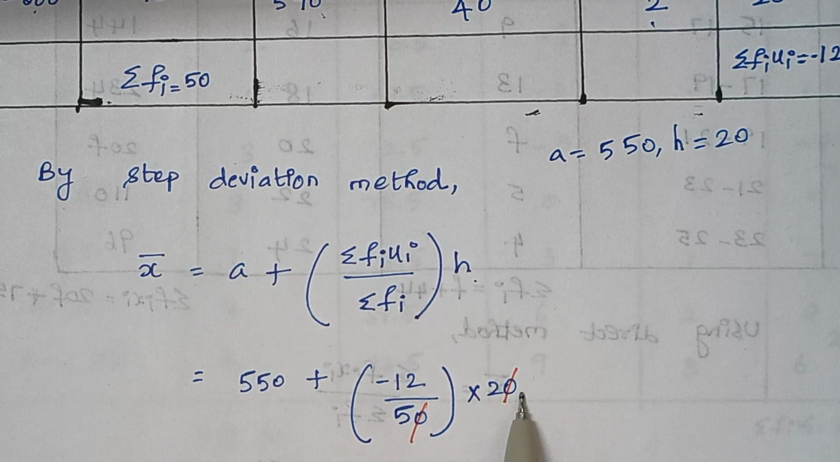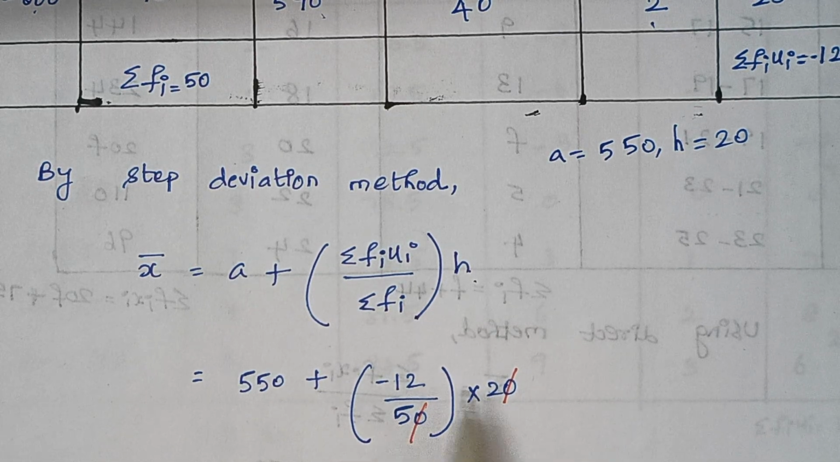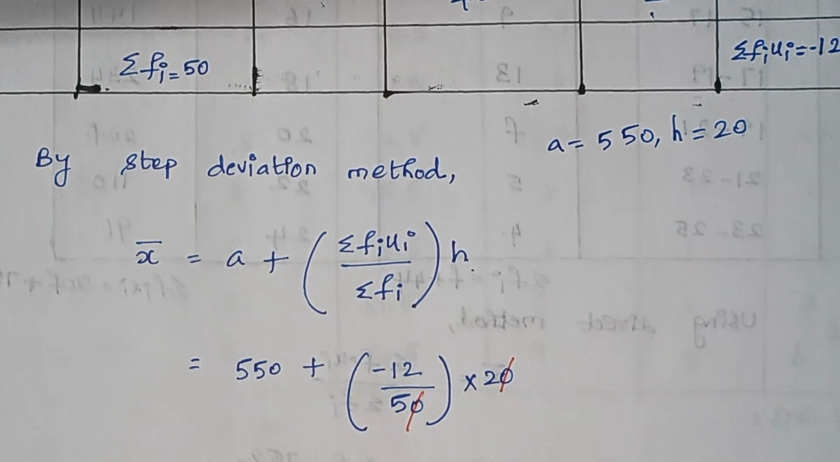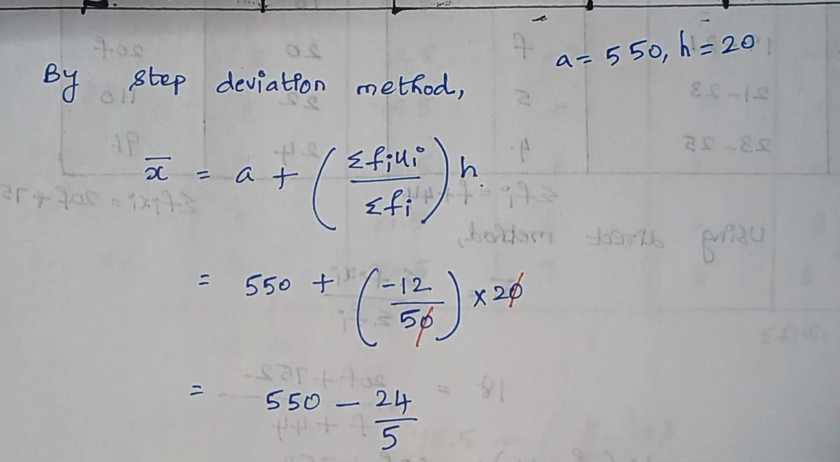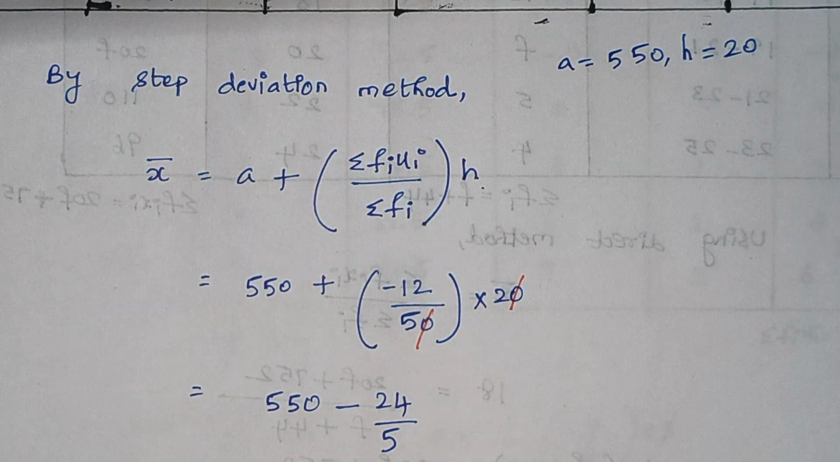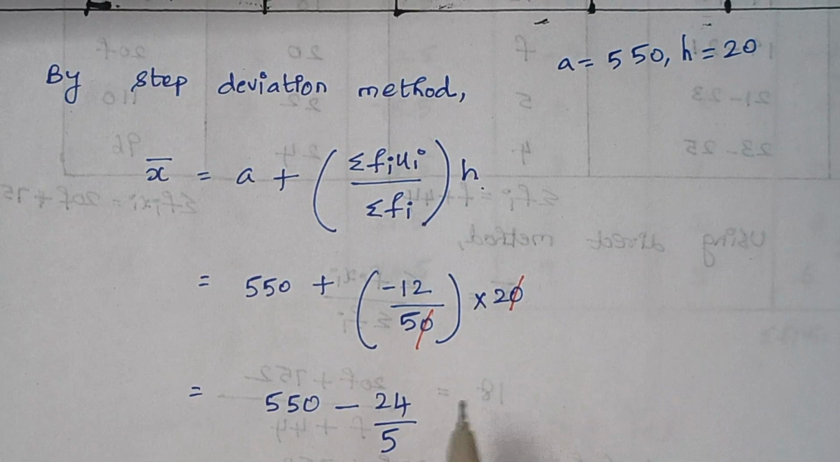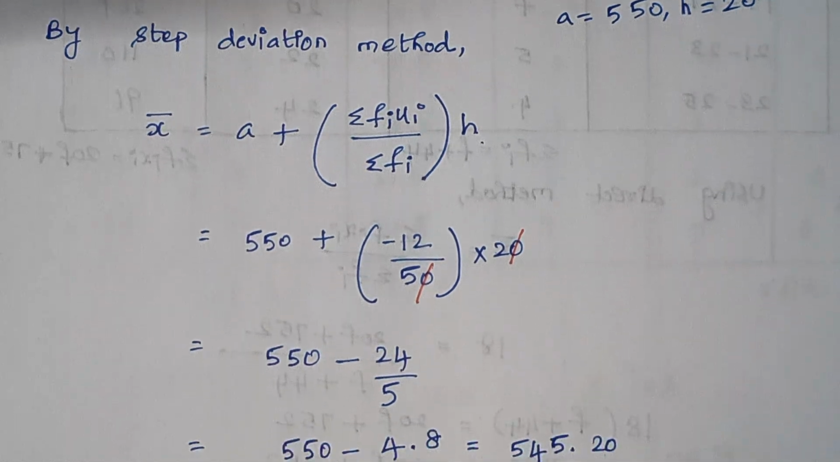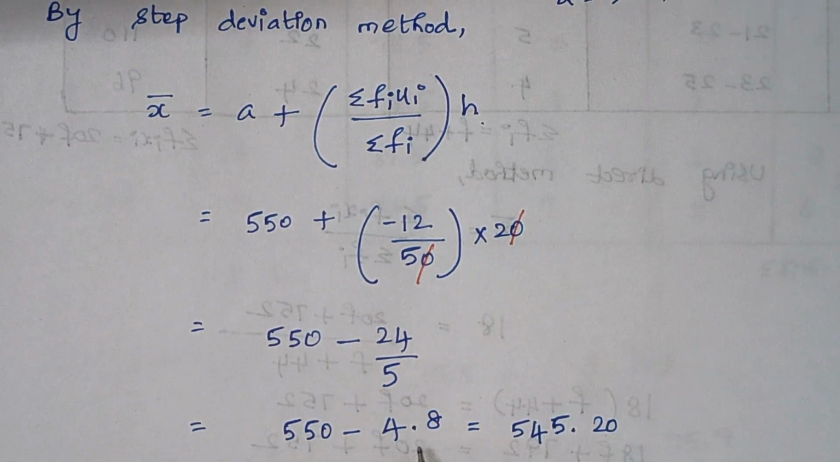So this 0, 0, they cancel each other. And 12 twos are 24. So 24 by 5, right? So 24 by 5, what will be the answer? You can easily guess, right? If it is 25, then the answer will be 5. So here it is 24. So the answer will be approximately nearer to 5. So here when you solve, the answer is 4.8.